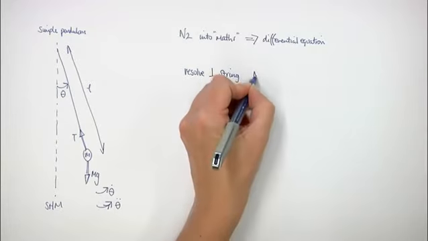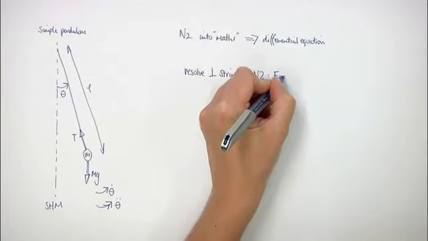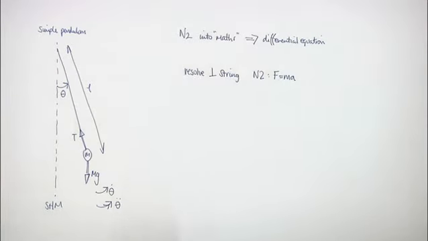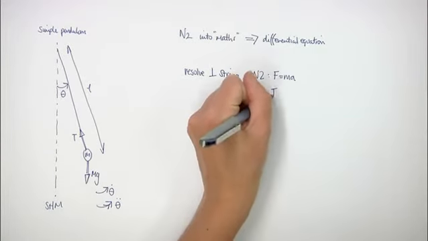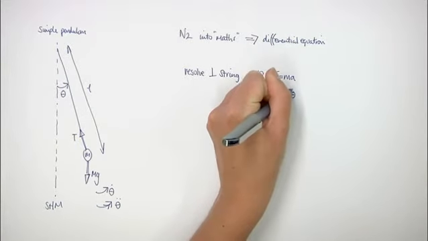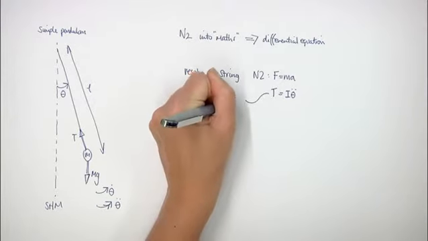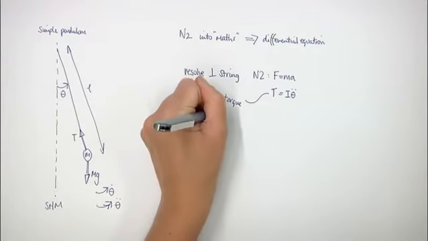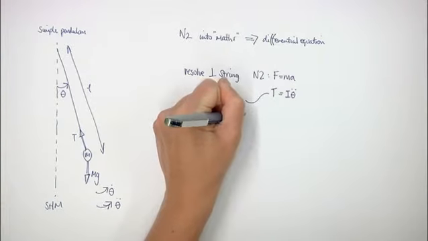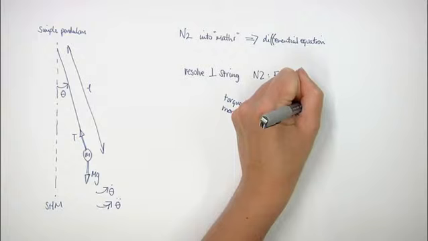Newton's second law for linear motion is F equals ma. The equivalent for rotational or angular motion is torque equals I theta double dot, where the torque is also known as the moment, and I is the moment of inertia.